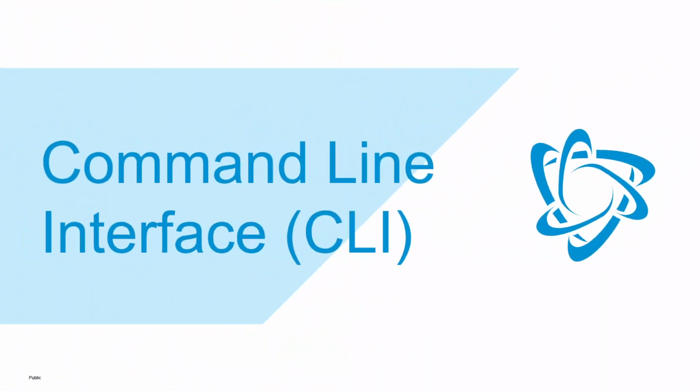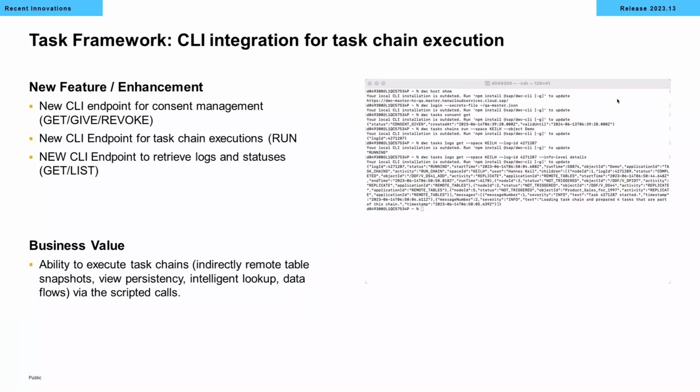Thank you, Amok, and then back to Hannes for the first topic on the command line interface. With this user story, we enabled the CLI to call task framework features. In our case, specifically with this story, it's the consent management, the task chain executions, as well as the logging and status retrieval. The idea behind is that you can use the CLI as well as the API to execute task chains, and with that indirectly also execute remote table snapshots, view persistencies, intelligent lookups, and data flows, either in other scripted tools or manually through the command line.